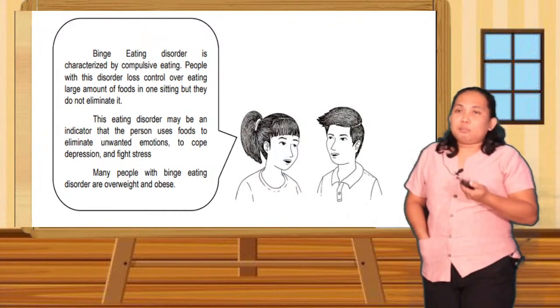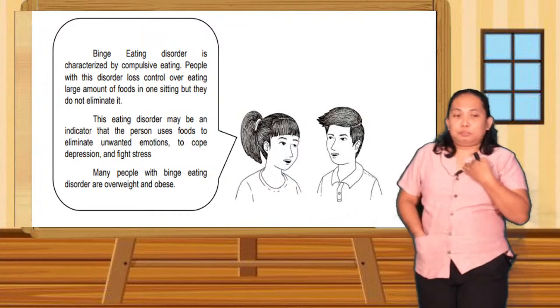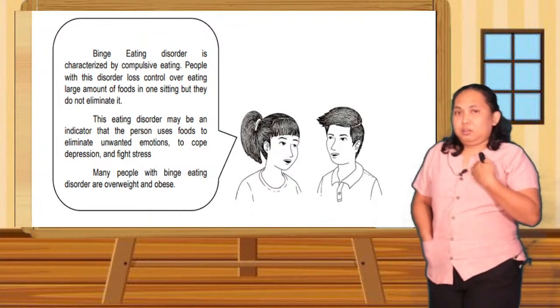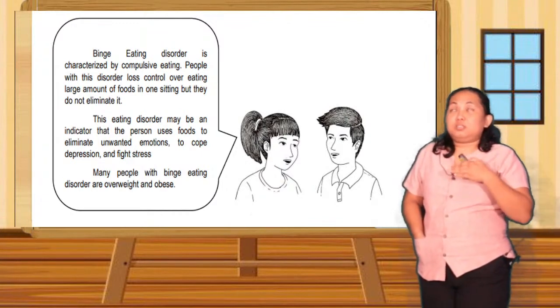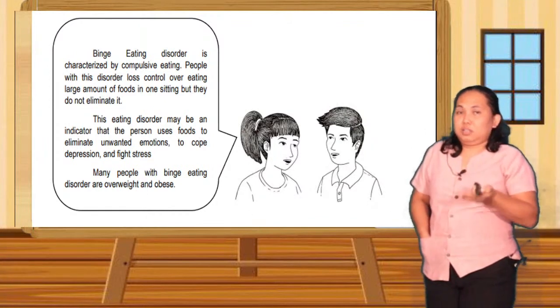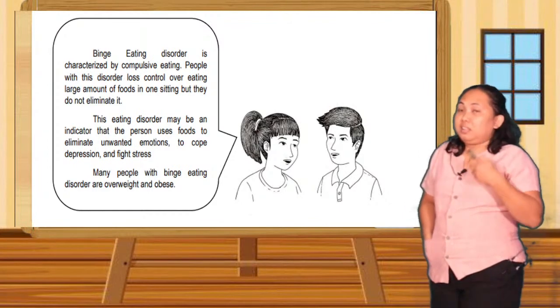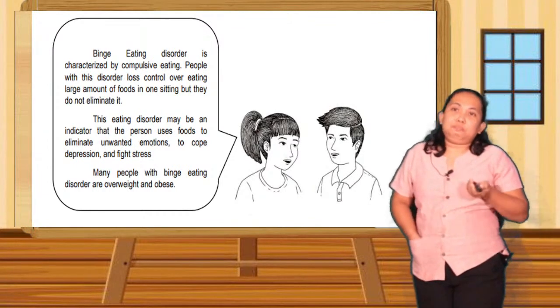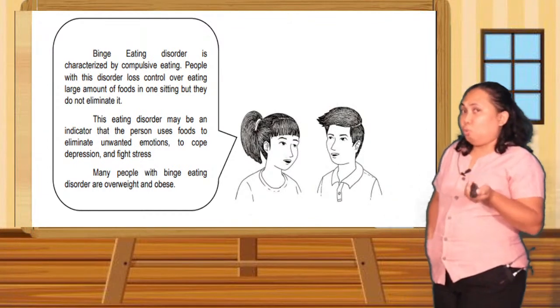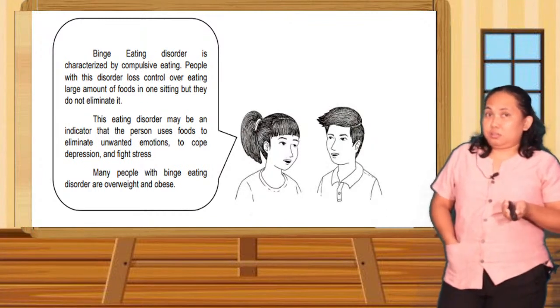When we're talking about binge eating, it's all about how the person feels. It's how this kind of disorder affects the individual. To cope with depression and fight stress, they eat. So many people with binge eating disorder are overweight and obese.